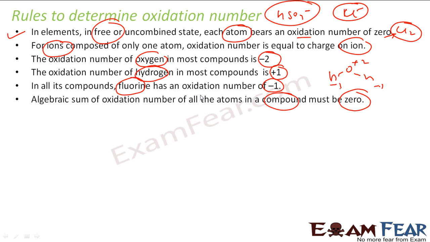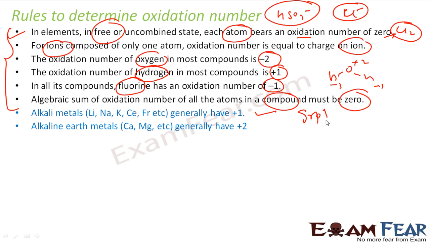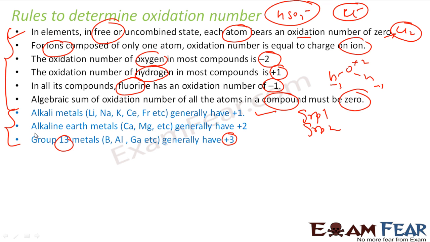Also, if you are not able to find the oxidation number using these basic rules, what you can do is apply these additional rules, but only if you are not able to find it using the basic rules. So for alkali metals, it is generally +1. For alkaline earth metals like calcium and magnesium, they are group 2. Group 1 is +1, group 2 is +2, and for group 13 actually, it is +3. But generally with this information, you should be able to find the oxidation number. We'll take a lot of examples. But before that, let me give you a memory tip to remember this.